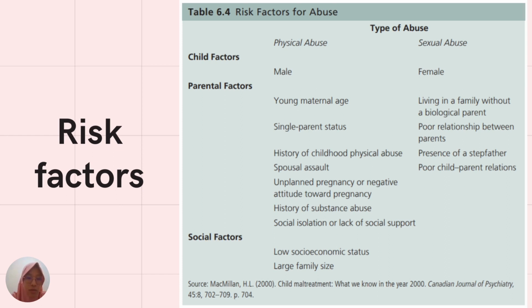And then lastly, for the social factors, for physical abuse, the victims usually belong to low socioeconomic status and have a large family size. So if the children have these risk factors, then they will be more likely to be the victim of the abuse.